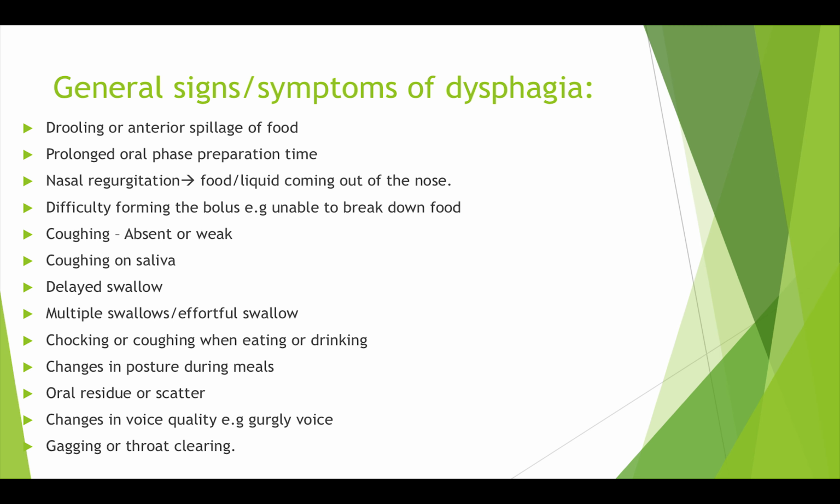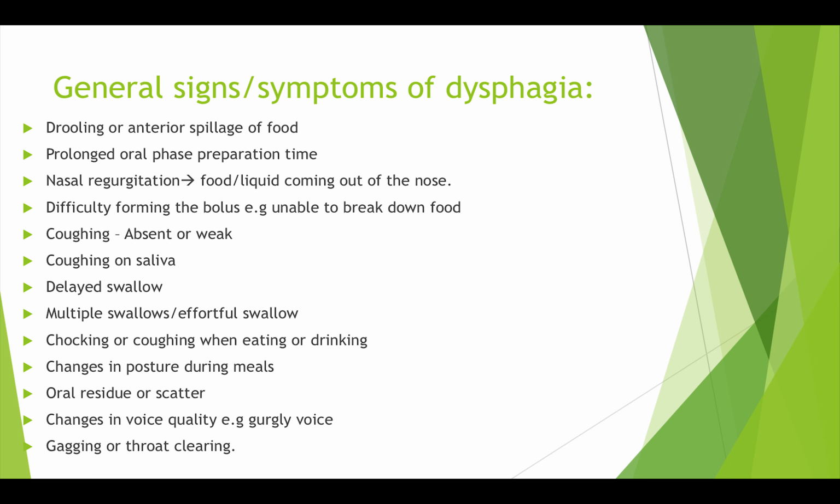There are many different signs and symptoms of dysphagia. The following are examples. Drooling or anterior spillage of food: this occurs when you can see visible drooling or food spilling from the mouth onto the chin or onto their body. Prolonged oral phase preparation time: they might be a slow eater or have a delayed swallow, so the meal time takes longer than average. Nasal regurgitation occurs when food or liquid comes back up out of the nose. Difficulty forming the bolus, so they're unable to break down the food with their teeth and tongue.